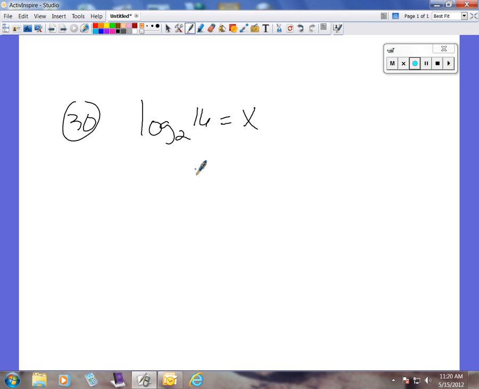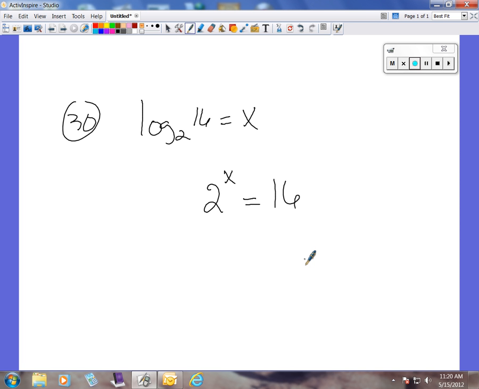Yes. 2 to the x power has to equal 16. Now, I know you can figure that in your head because you just did it over here. But let's say you were doing that quiz I gave you a few days ago. Didn't we just solve exponential equations like this?